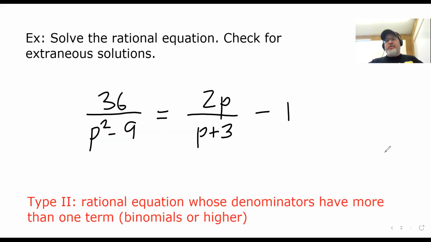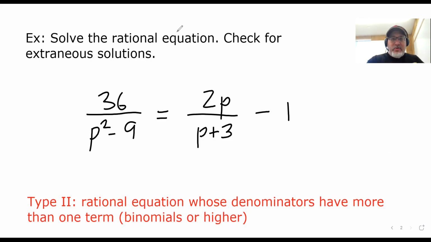The strategy is still the same. Multiply by something to cancel the denominators, but I can only cancel parts of multiplication problems, not parts of addition or subtraction problems. For example, look at this middle fraction in this equation. 2p over p plus 3. Is there anything you're tempted to cancel there?